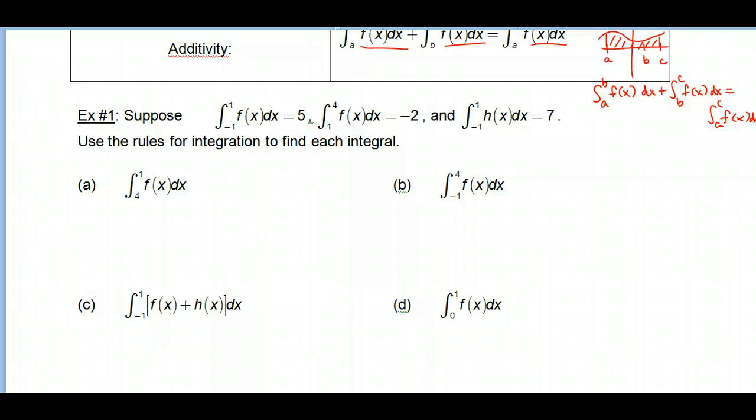And then from -1 to 1 of another function, h of x, is equal to 7. So the area under this other curve h is equal to 7. Now I have to warn you, some of these are not possible. So you have to think about, given this information and the rules that we can apply above, what each one of these quantities would be equal to. So the first one, you should notice that the lower bound is not smaller. So we can just flip it and define the negative. The very first rule in that table was flipping.